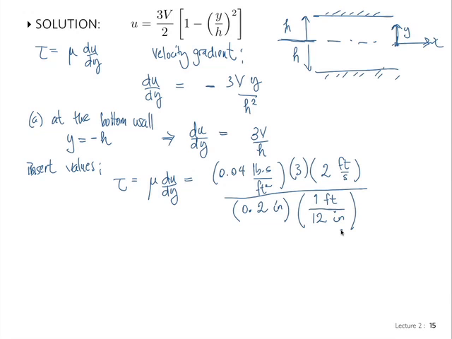So now you can see that the units are consistent. We have this feet, and second, and we get basically the second goes away, this feet goes away, these inches go away, and the only thing I'm left with is pounds per square foot, which is correct units for stress or pressure, right?